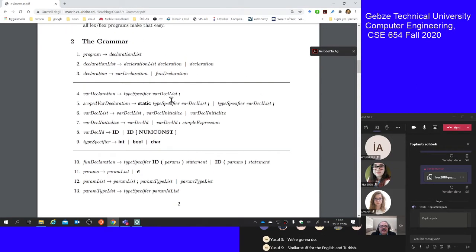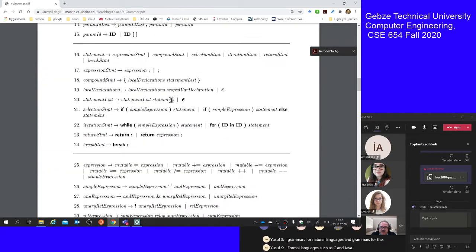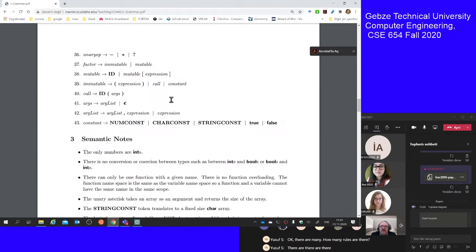Okay, and we are going to see the differences between the grammars for natural languages and the grammars for formal languages such as C and Java. How many rules are there? There are 43 rules, and as you know, C is a language designed by humans. So the number of rules is fixed. You cannot add more rules. You cannot remove any of the rules.